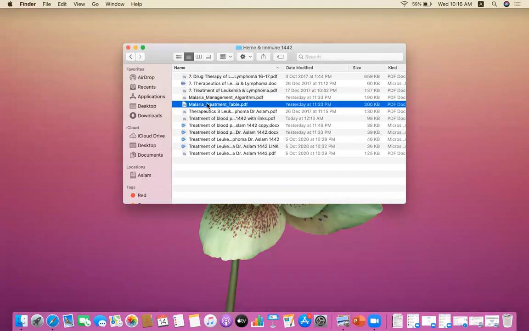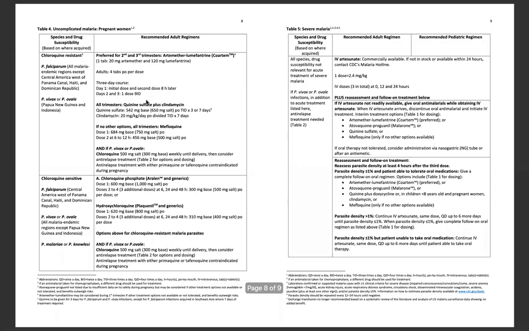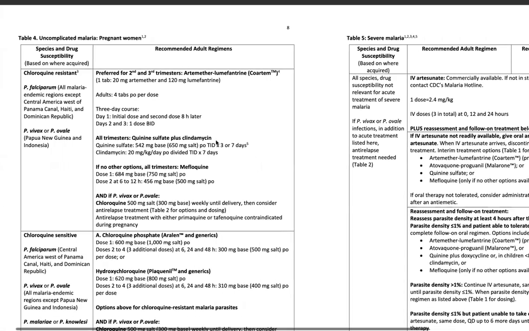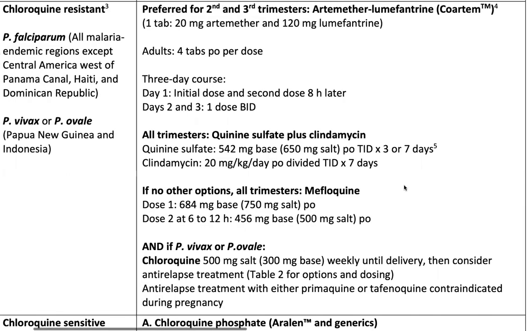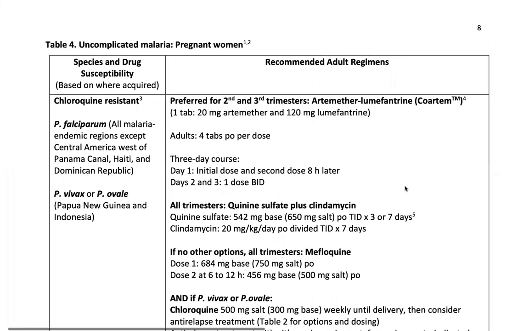For your additional reading, there is another chart table given by the CDC, and they have given detailed information regarding each treatment protocol. Uncomplicated malaria in pregnant women, so which drug is preferred? Generally chloroquine is given and preferred for the second and third trimester.